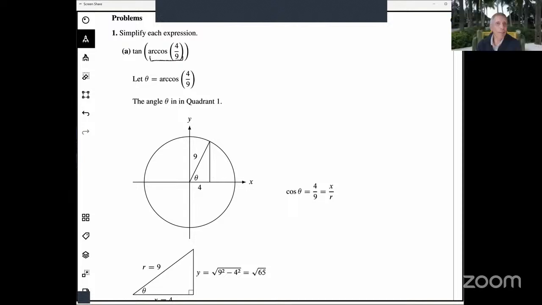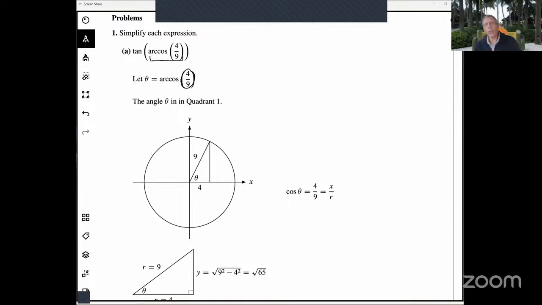Well, the arc cosine function returns an angle by definition between 0 and pi. And in those two quadrants, where is the cosine of that angle positive? Well, that has to be in quadrant 1. So we have to think about, well, what is the range of the arc cosine? It's 0 to pi. And where is the cosine positive? It's in quadrant 1. Right.